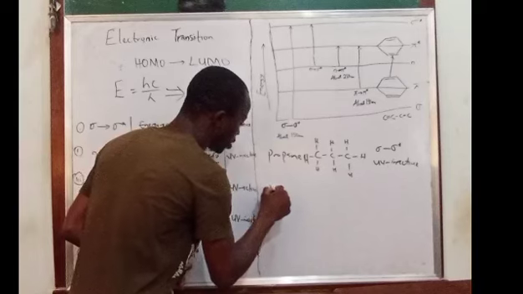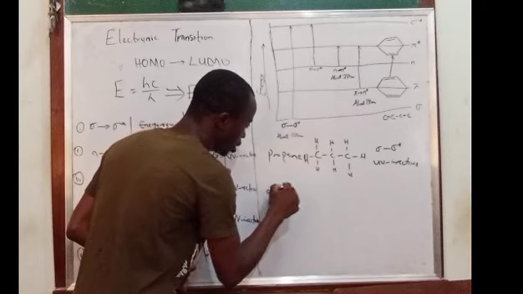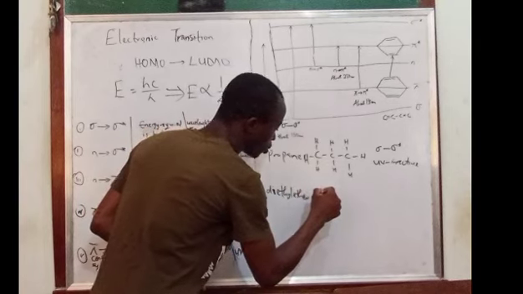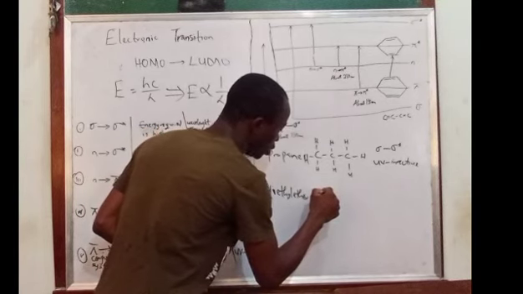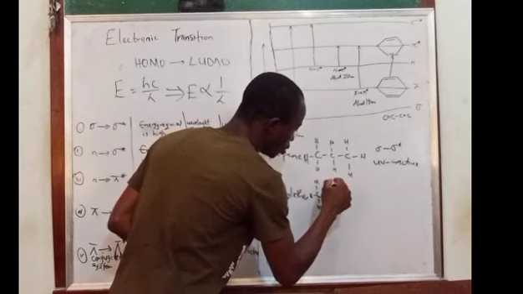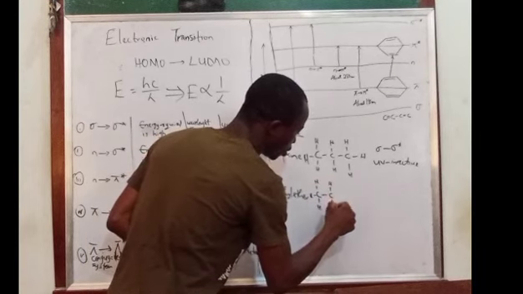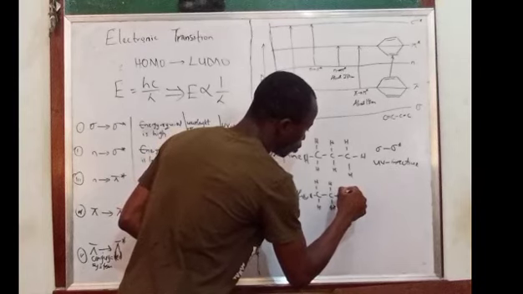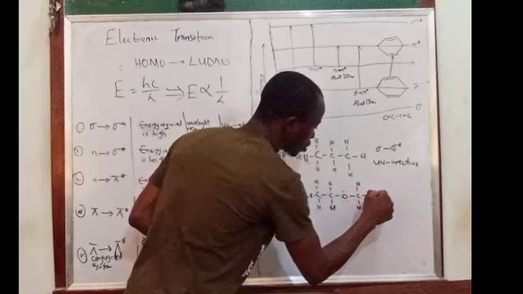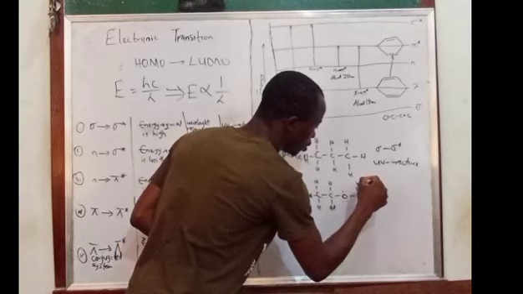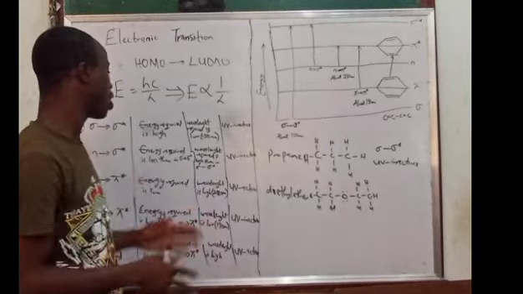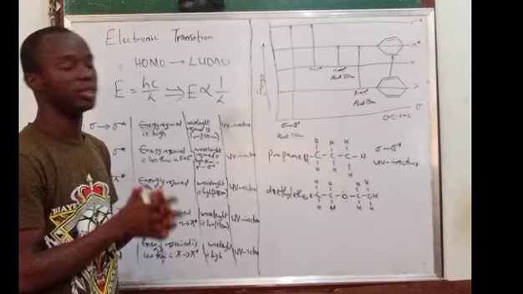Let's talk about diethyl ether. So we're going to have CH3, CH2, O, CH2, CH3. Now in this molecule, they can also ask what kinds of electronic transitions can occur in this case.